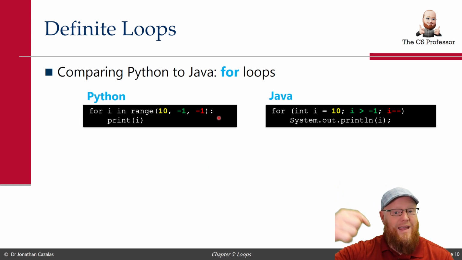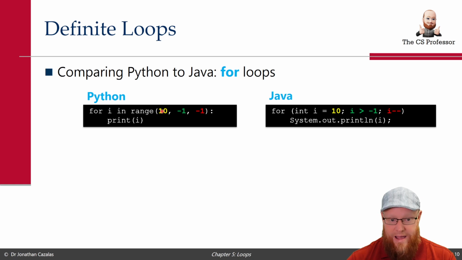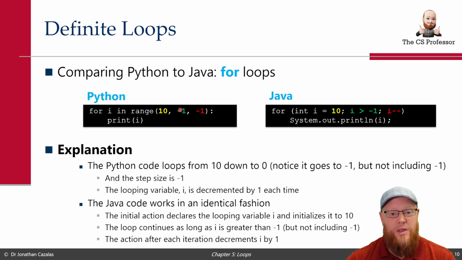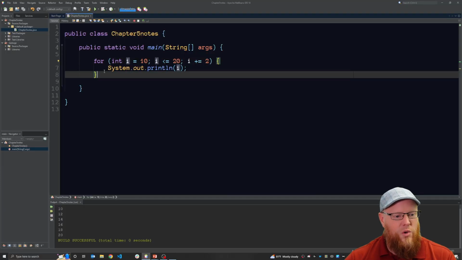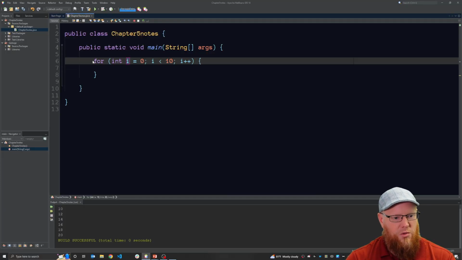Python, what if you wanted to count down? We could start at 10, loop down all the way until we get to -1, but not -1, so it's not inclusive. It'll go down from 10 to 0, and we're going to step down by how much each time? By just 1. And here's the Java. I'll make a new for loop. We'll start at 10, and we want to go all the way down to -1, but not including -1. We want to decrement every time because we want to go down by 1.